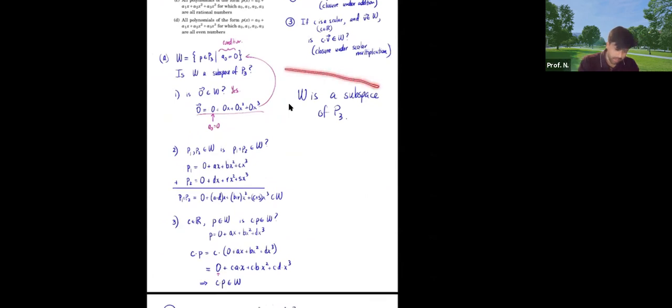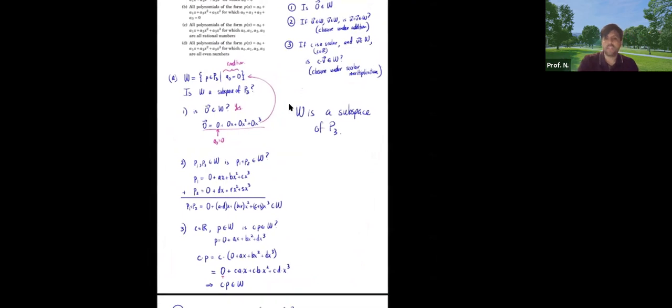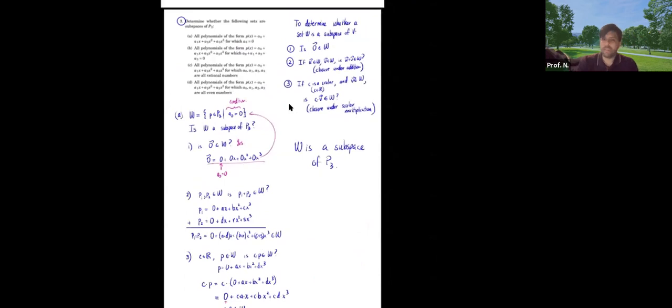Again, this line of questioning and showing is for every single problem like this. You have to show: is 0 in it? Is it closed under addition? And is it closed under scalar multiplication? If all these three things are true, then it's a subspace. If one of those three conditions fails, then it's not a subspace.